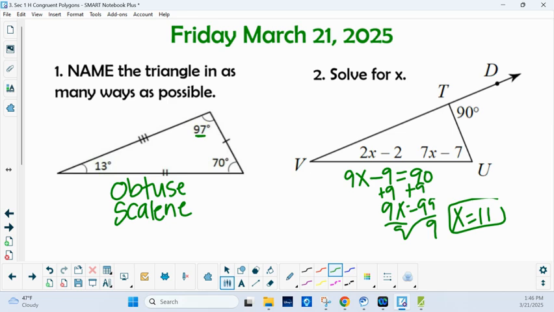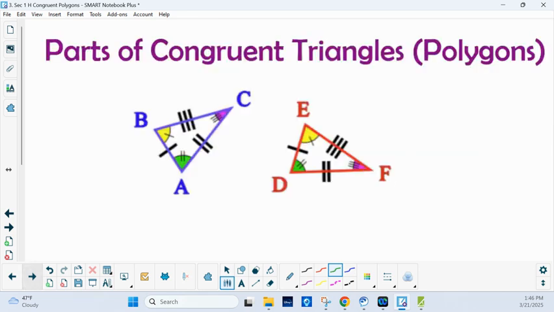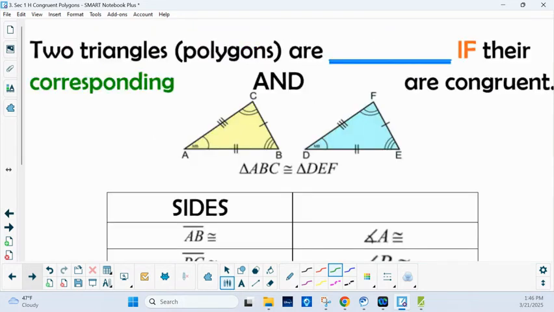Triangles or any figure congruent. So we're going to talk about the parts of congruent triangles and any figure, which is called a polygon. Any shape, any sided shape is a polygon. So let's talk about triangles, congruent triangles. They will be truly congruent.